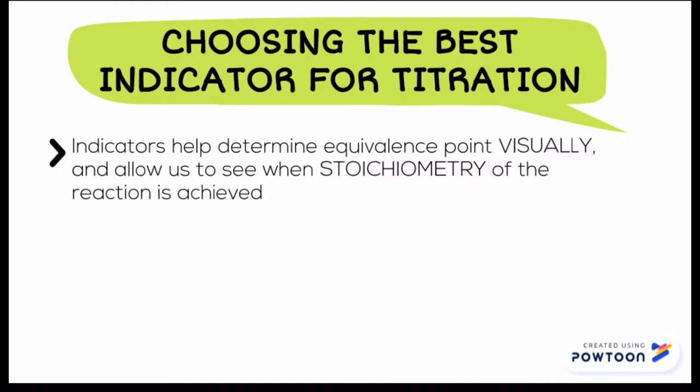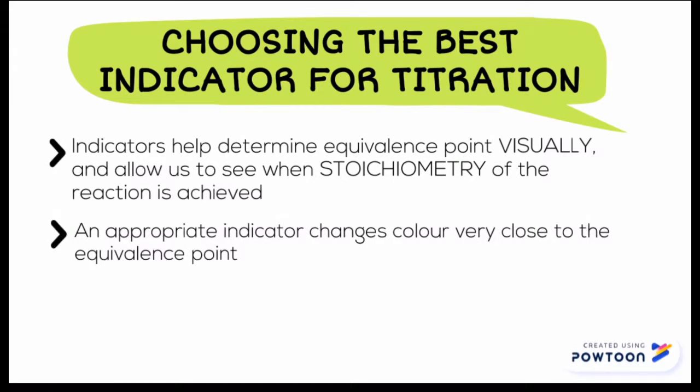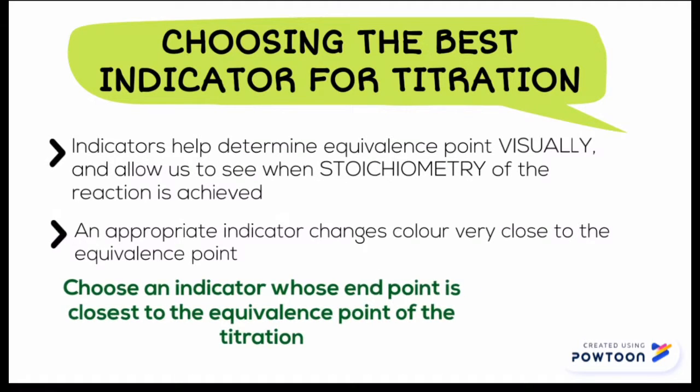Indicators help determine equivalence point visually and allow us to see when stoichiometry of the reaction is achieved. An appropriate indicator changes color very close to the equivalence point. So to choose the best indicator, choose one whose endpoint is closest to the equivalence point of the titration.